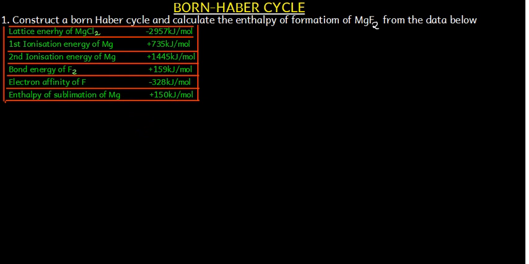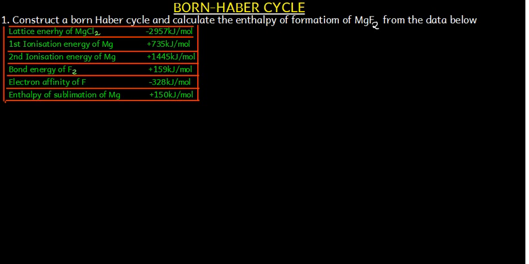Now, we've been given the first example here. Construct a Born-Haber cycle and calculate the enthalpy of formation of magnesium fluoride from the data below. So we've been given all that data. Now the first thing we need to understand is what happens when you want to construct a Born-Haber cycle. For you to form magnesium fluoride, we want to form one mole, so we need to deal with atoms so that what we are going to form is only one mole of the magnesium fluoride.